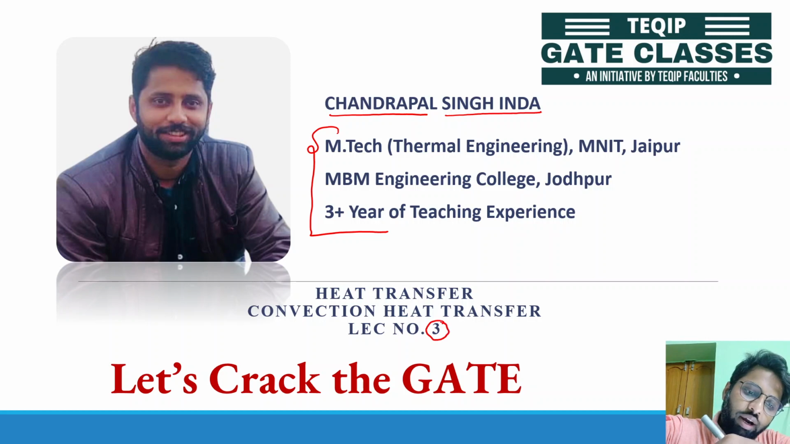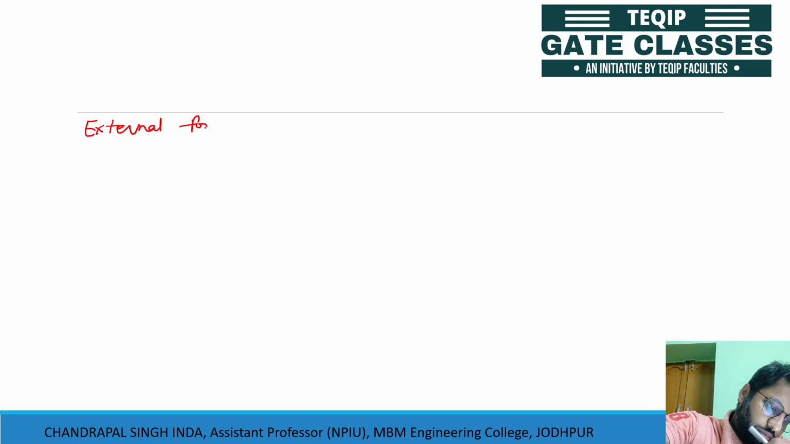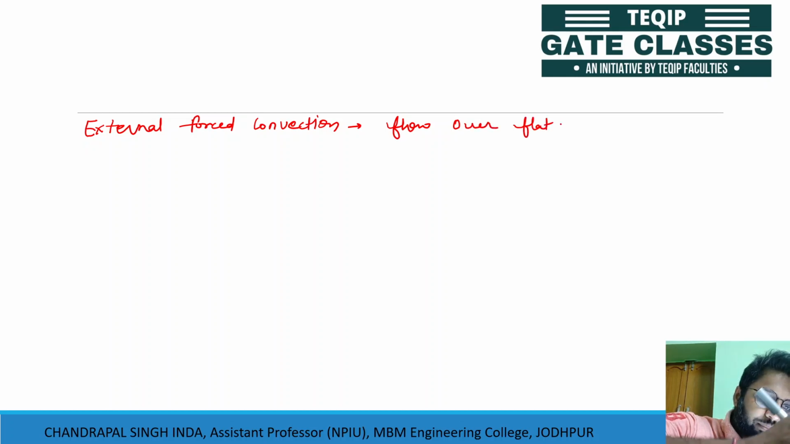Today is our third lecture on convection heat transfer, and today we will have empirical relationships for laminar and turbulent flow over a flat plate. In the previous class, we started external forced convection, meaning flow over a flat plate, and we also identified the physical quantities present in the forced convection system.